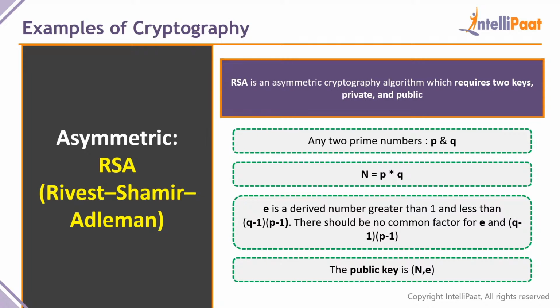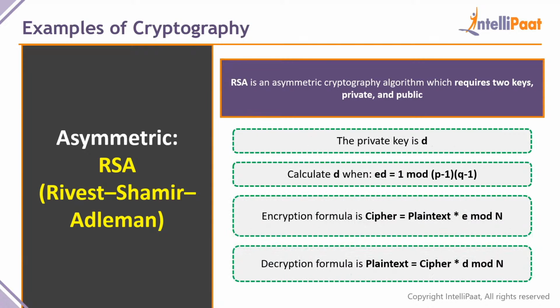Now the private key is actually calculated, right? So calculate D when ED equals 1 mod (P minus 1)(Q minus 1). So E was previously computed, right? The algorithm to calculate D would be to solve for D in this particular equation, ED equals 1 mod (P minus 1)(Q minus 1), right?